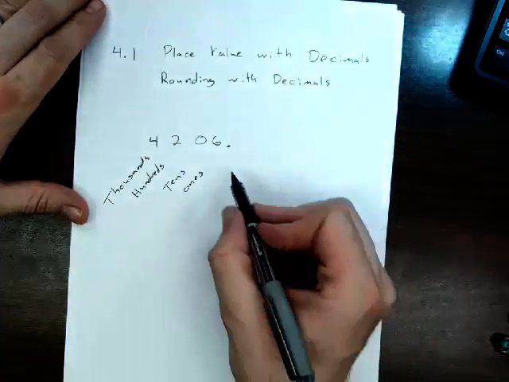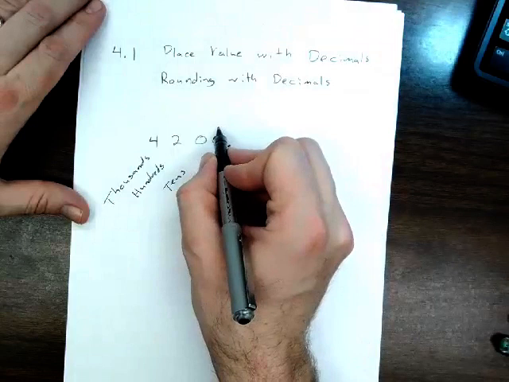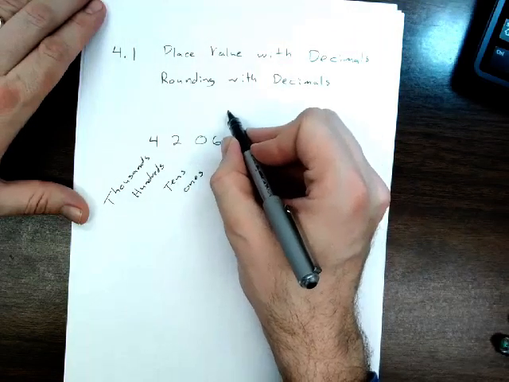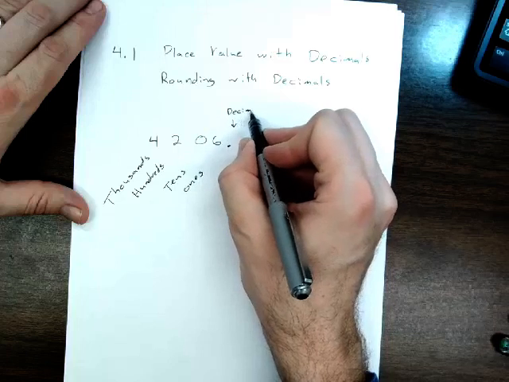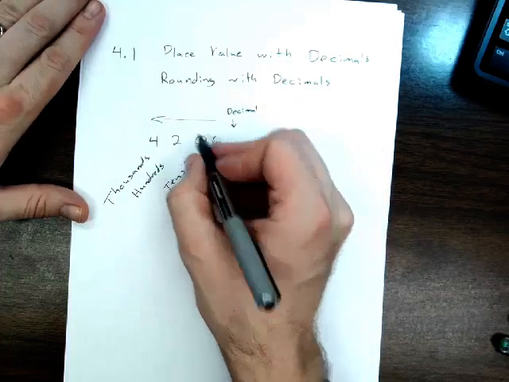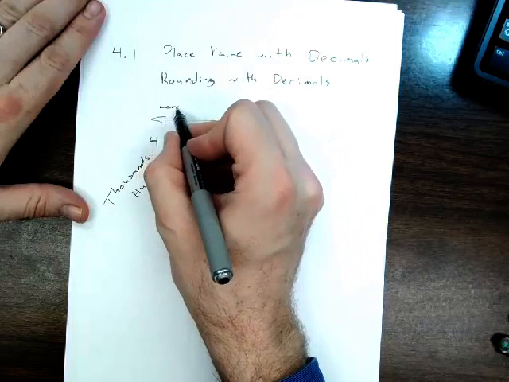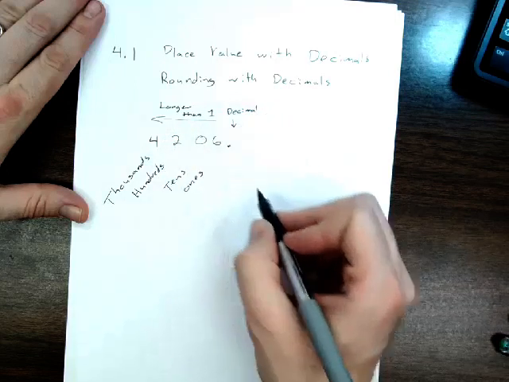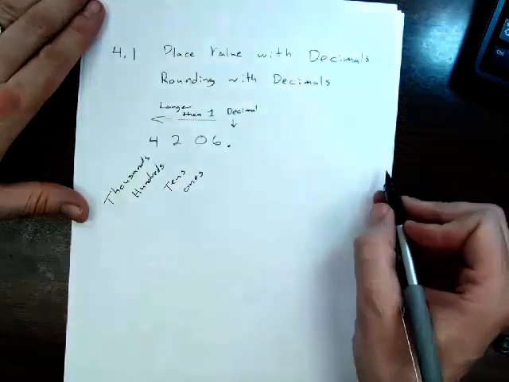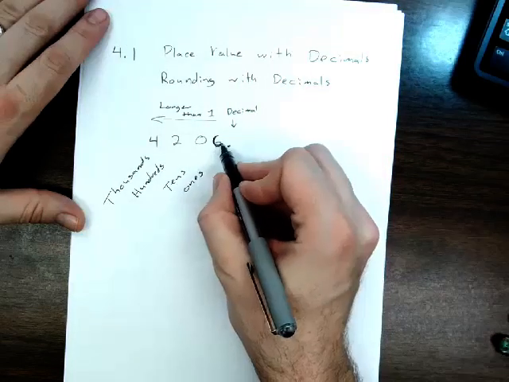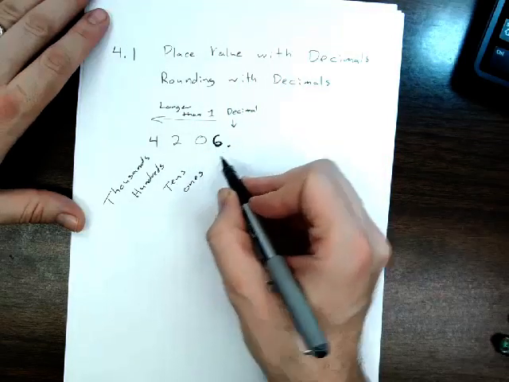So notice that all of these place values are larger than 1. We've got our decimal point, and everything to the left of the decimal point is larger than 1. Now, when we start moving to the right of the decimal point, the same sort of pattern arises.